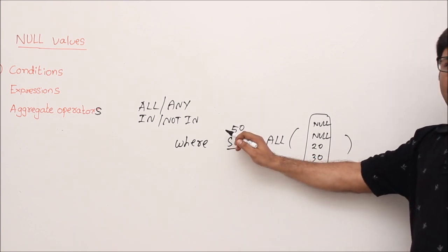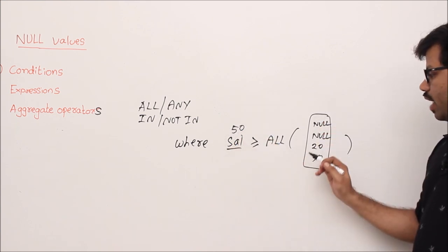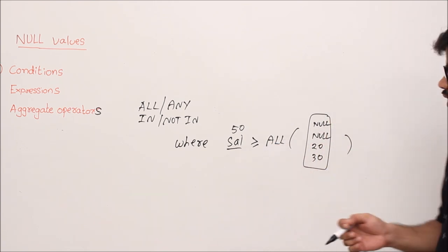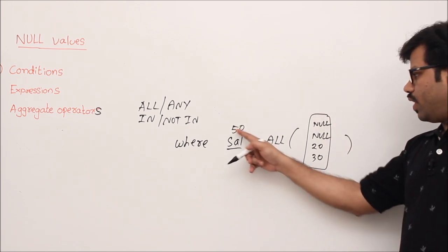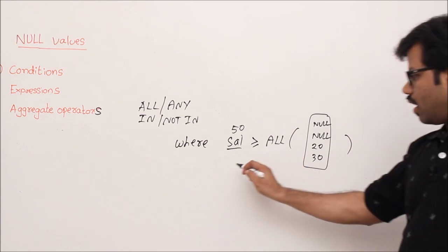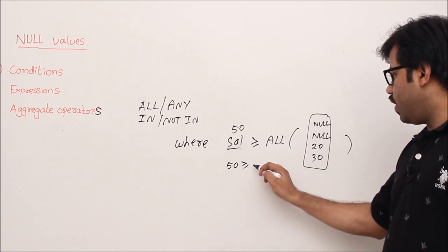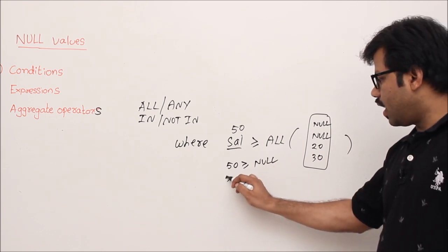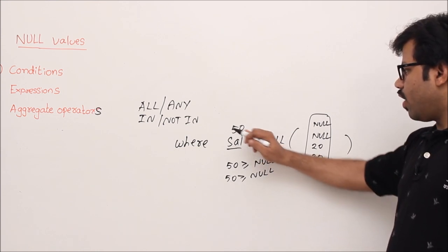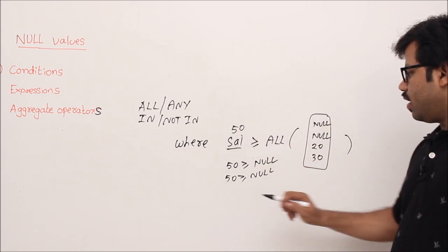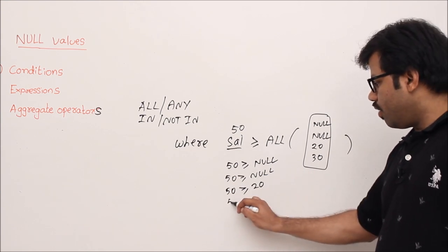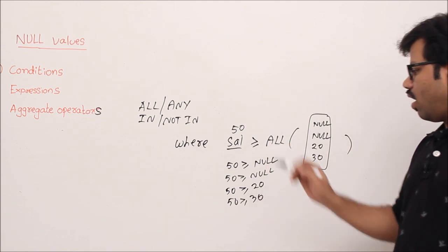This is the idea. On the left side you have a numerical value, not a null value. On the right side you have a table, and that table contains some null values. Then how will such things be evaluated? If there were no null values, we know that 50 is greater than or equal to 20, correct, and 50 is greater than or equal to 30, correct, and we know the logic. But now we'll see what happens. ALL means we have to compare 50 with everything: 50 greater than or equal to null, 50 greater than or equal to null, 50 greater than or equal to 20, 50 greater than or equal to 30. That is the meaning of the ALL operator, correct?